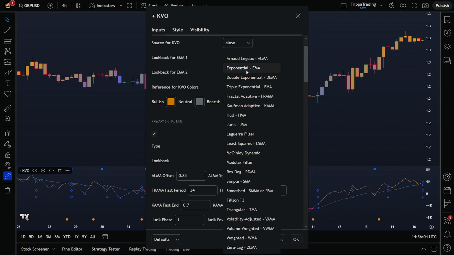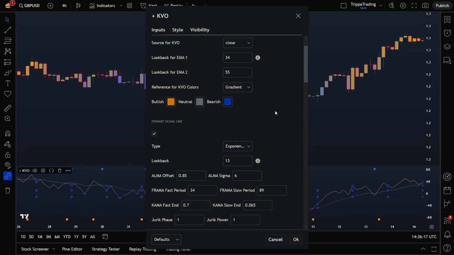The indicator also provides a full list of different types of moving averages to choose from, depending on your trading strategy. Since we're focusing on short-term momentum and confirmation signals, we'll stick with exponential moving averages as they work well in this strategy.